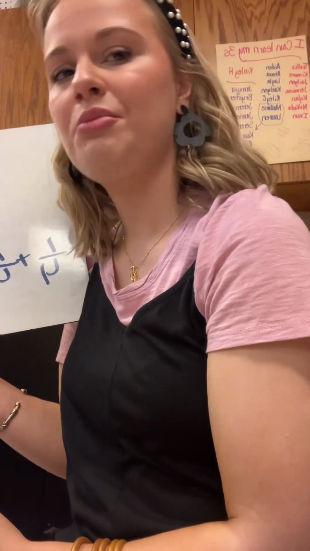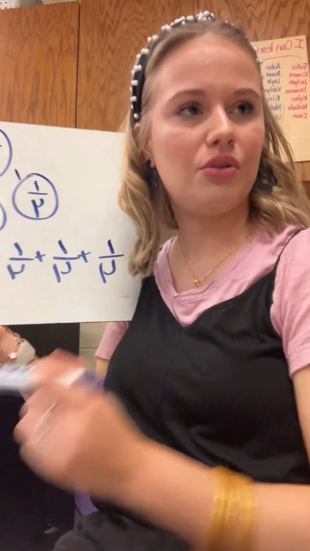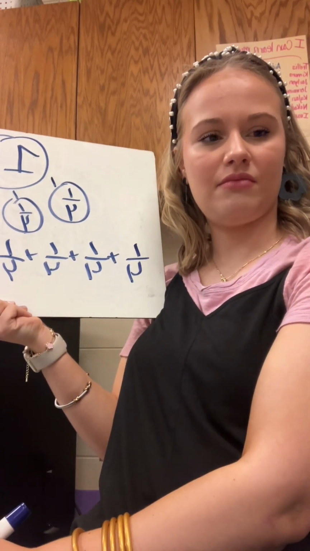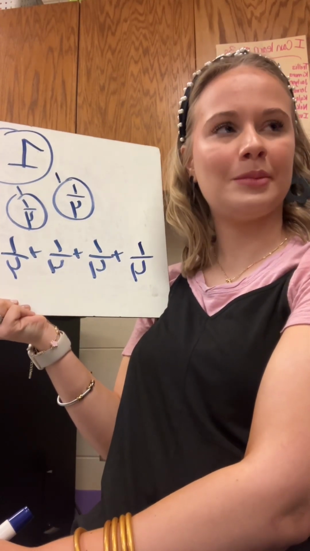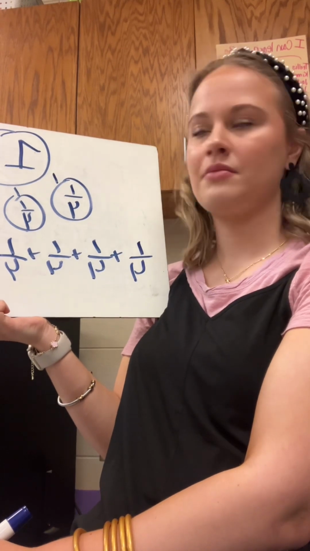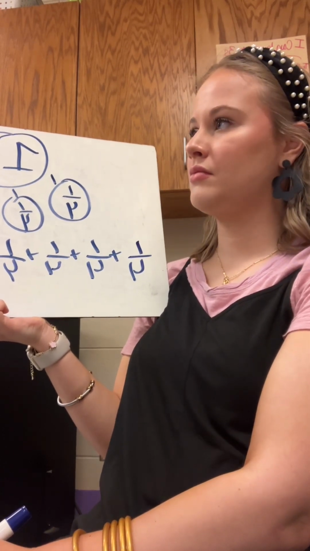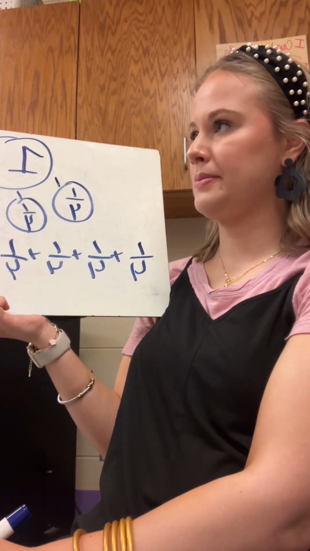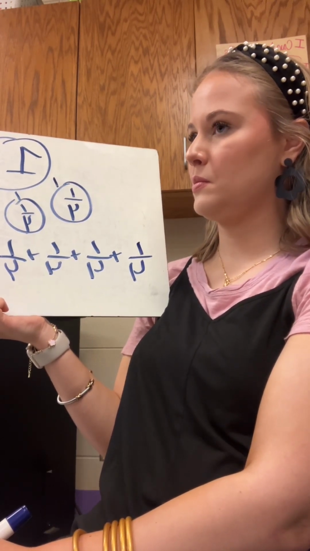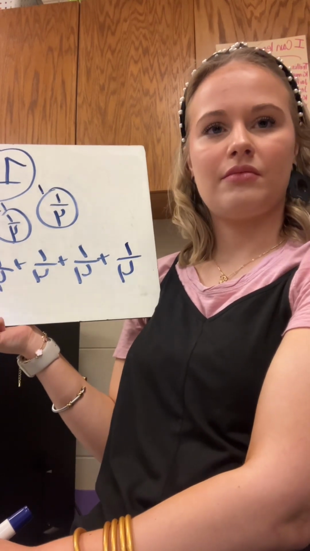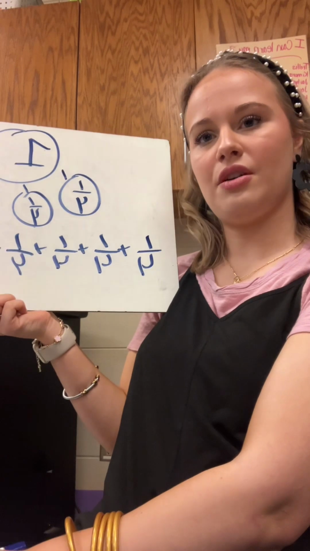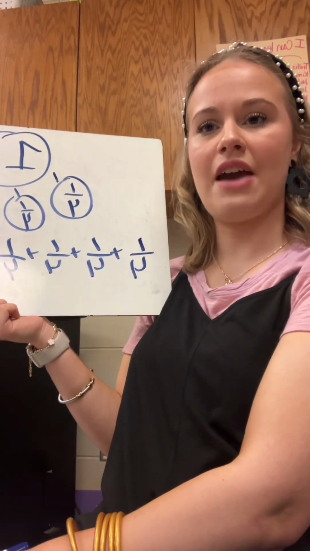Does everybody have their number bond? All you got to do is just branch your 1/4 off, kind of like I have them on here. And we'll give y'all a minute to draw your number bond. And it doesn't have to be perfect.